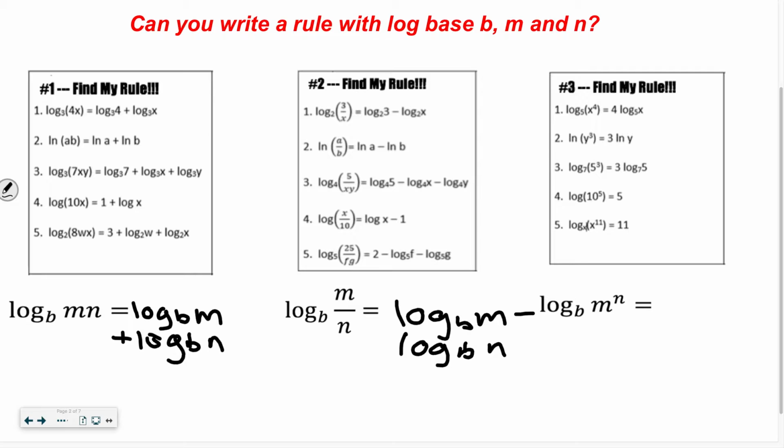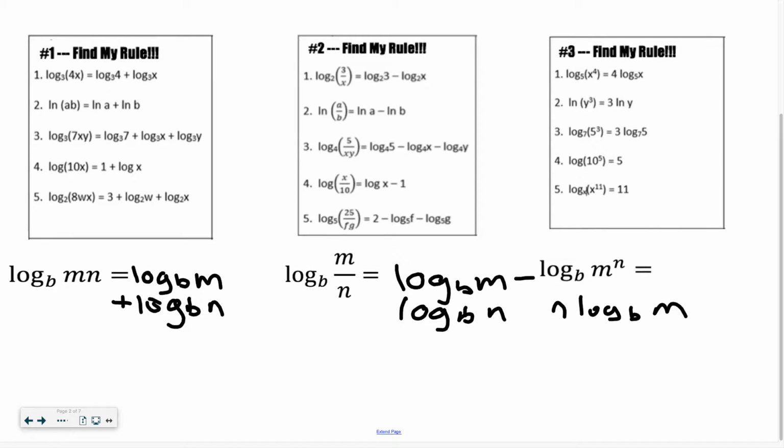Gorgeous. Looks amazing. Can't really see. Awesome. Yeah, these are the 3 rules.